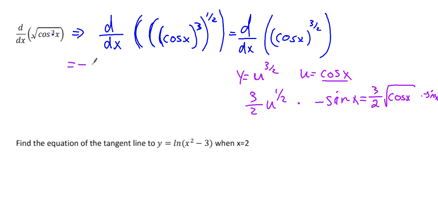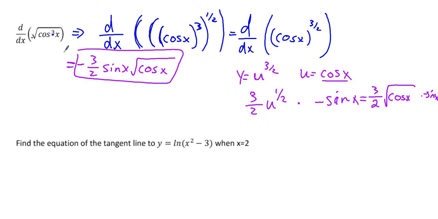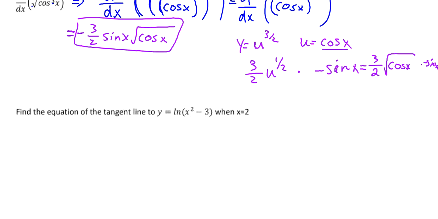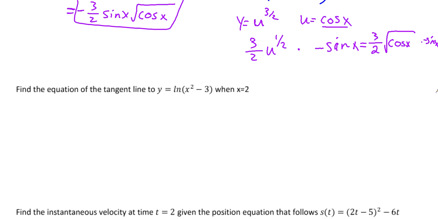So when we simplify, we get negative, well, I guess I should rewrite the 3/2 first. So negative 3/2 sine x square root of cosine x, and that is the derivative. Okay, so rewrite, differentiate, simplify, just like what we've been doing. Now, the next problem. Find the equation of the tangent line to y equals the natural log of x squared minus 3 when x equals 2.